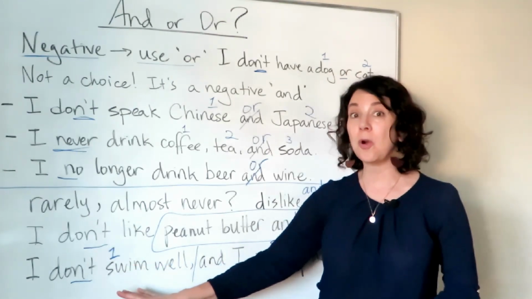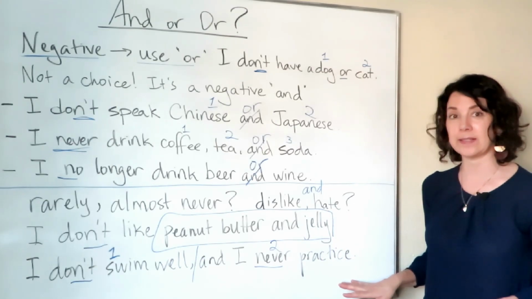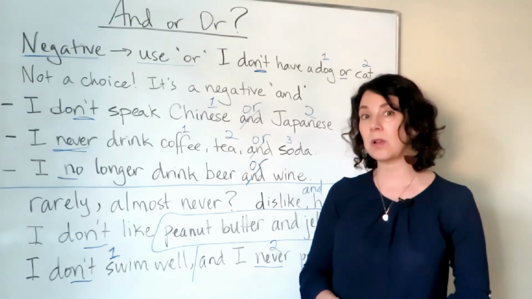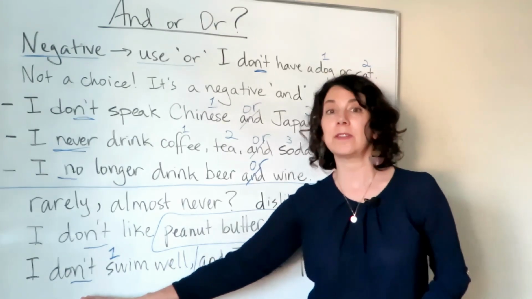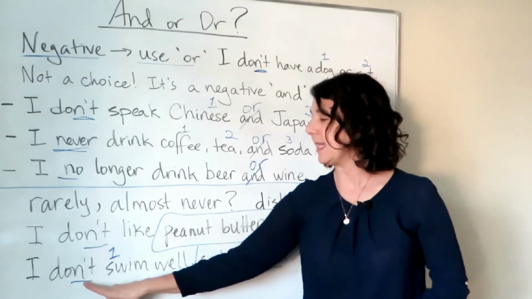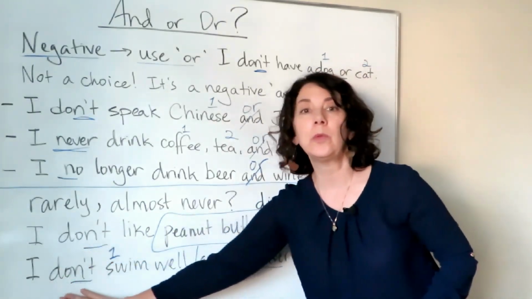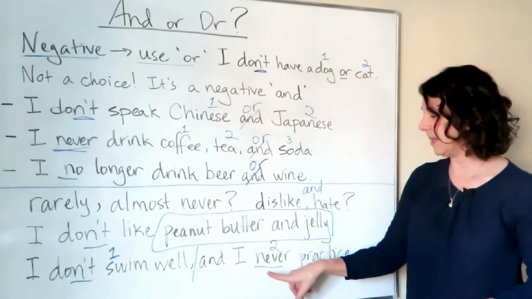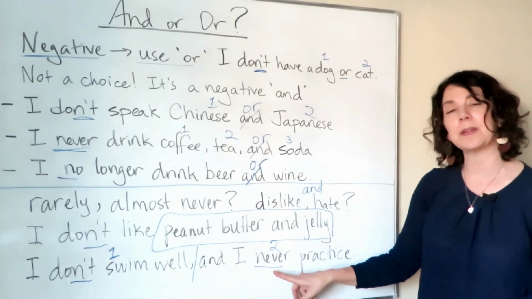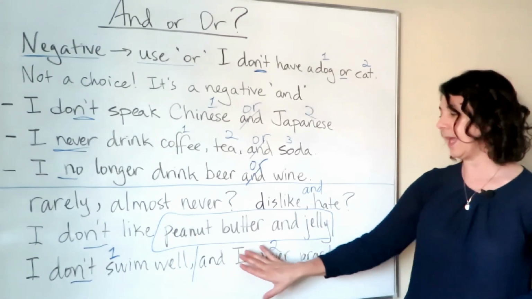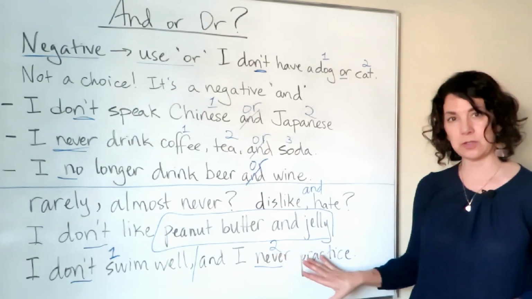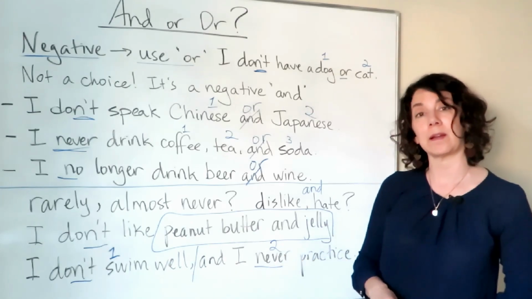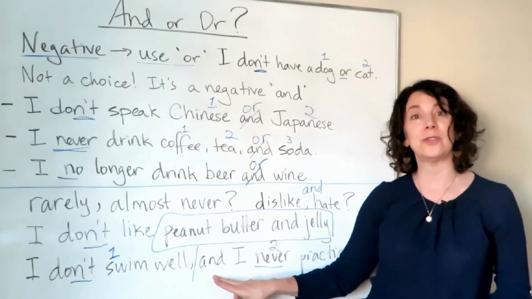Let's look at the last one. Here we have, I don't swim well and I never practice. So we can break the sentence into two parts and you can see that we have two clauses. In the first clause, the verb is negative, but the negative verb is going to apply only to this clause. Okay? What about in the second clause? In the second clause, it's also negative because we have the word "never." But again, the negative is going to apply only to this clause. So when we join the two clauses together to make a compound sentence, we're going to use "and."